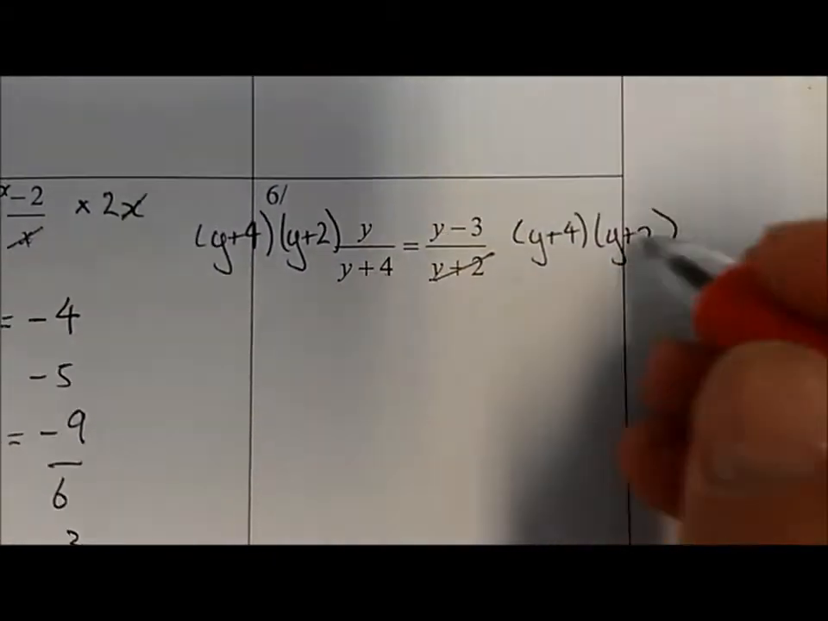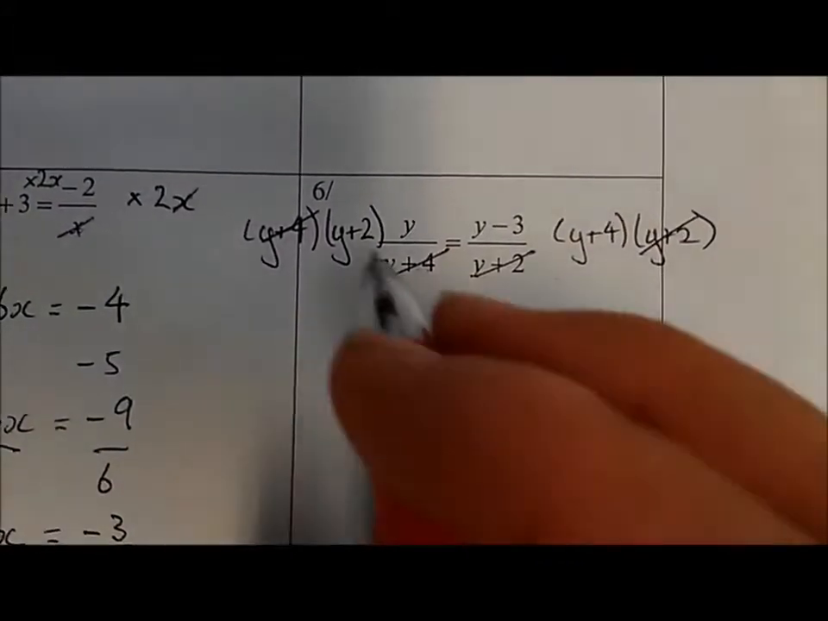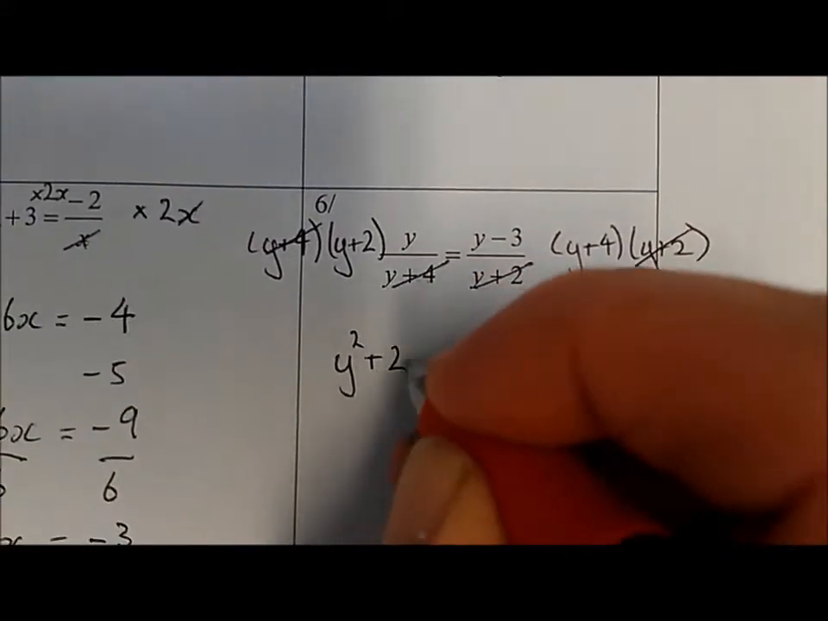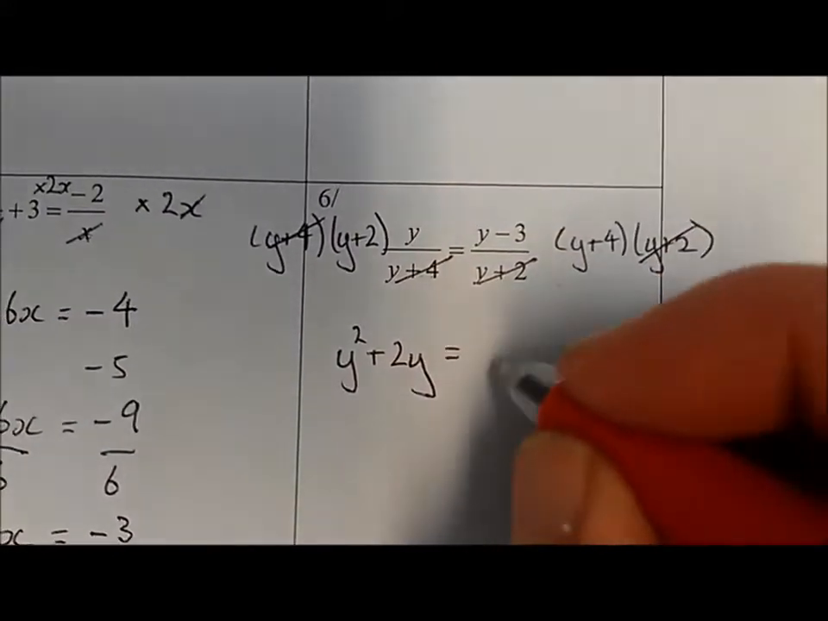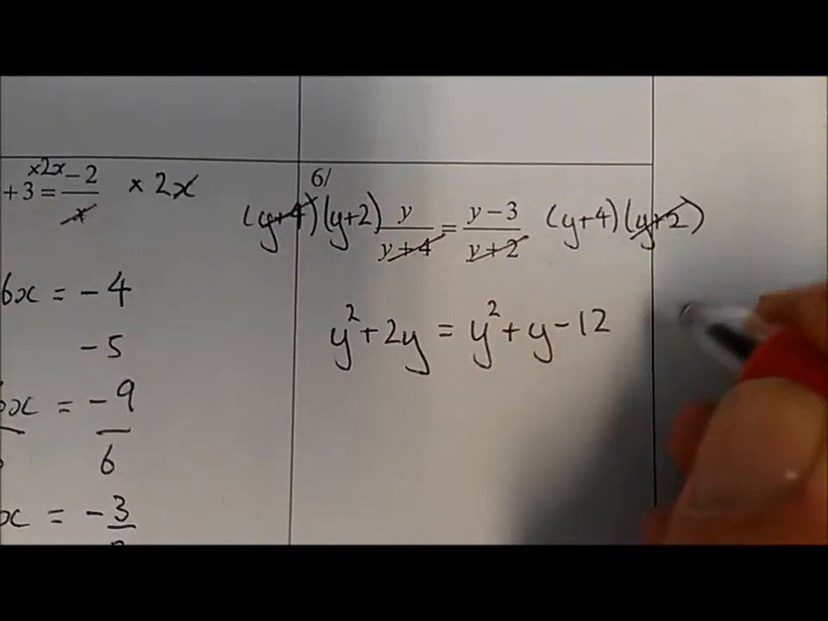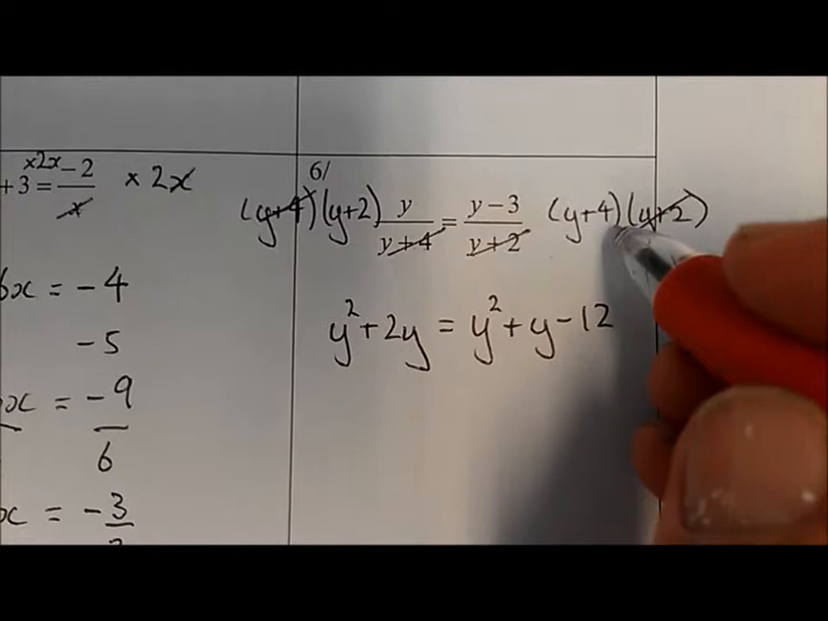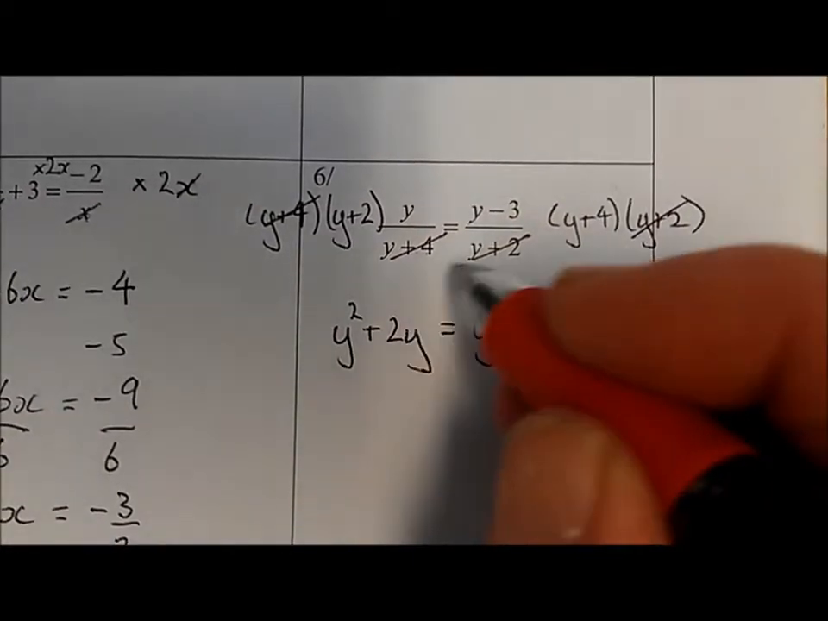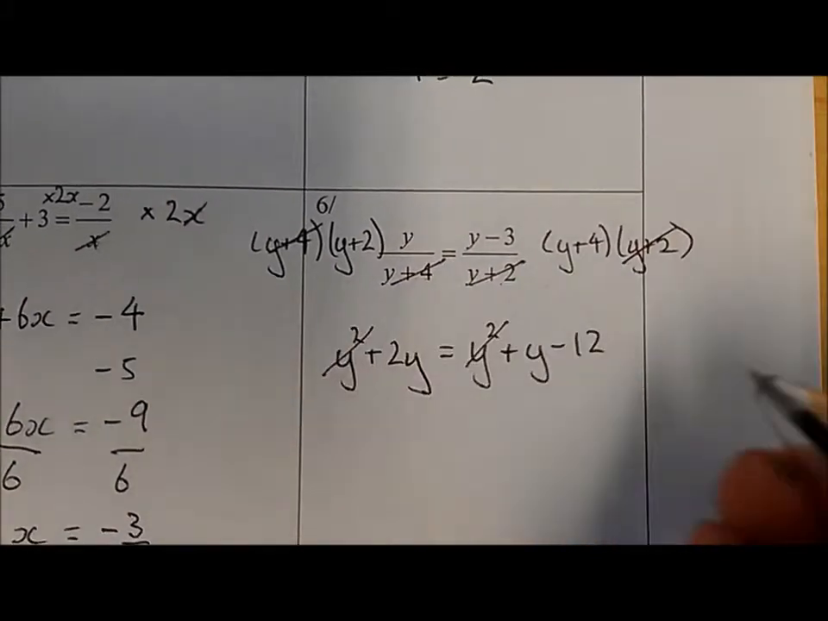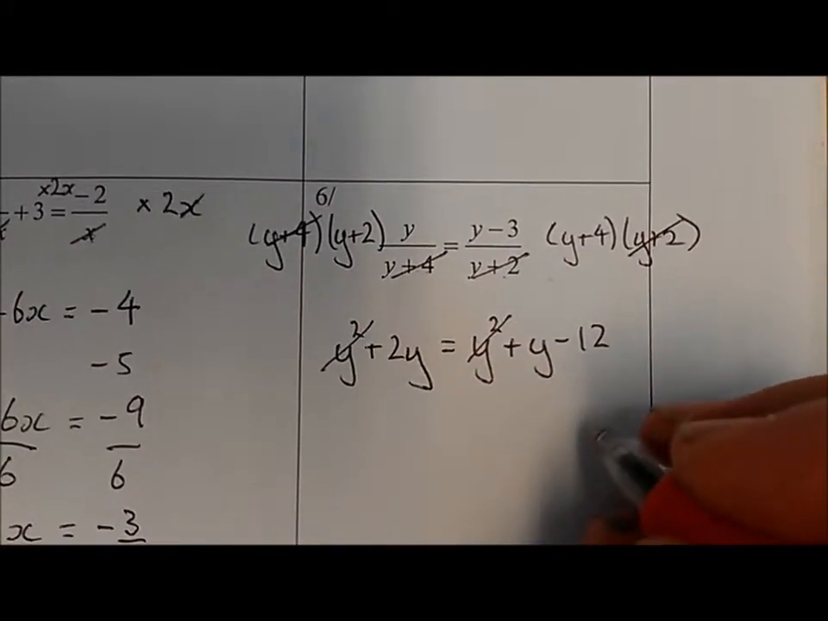That gets this y plus 2 cancelling and the y plus 4 cancelling. And suddenly I'm left with just a numerator, y squared plus 2y is equal to y squared plus y minus 12 when I expand this out. And so no longer do I have any fractions. I can now say, well, there's a y squared on both sides. They can both be cancelled or subtracted out.